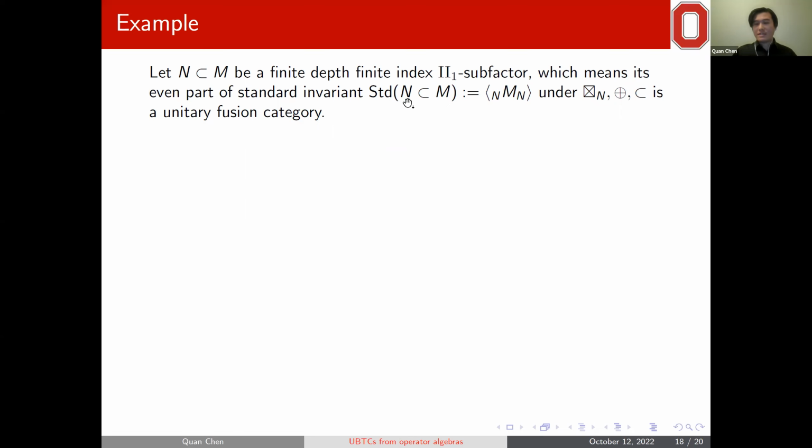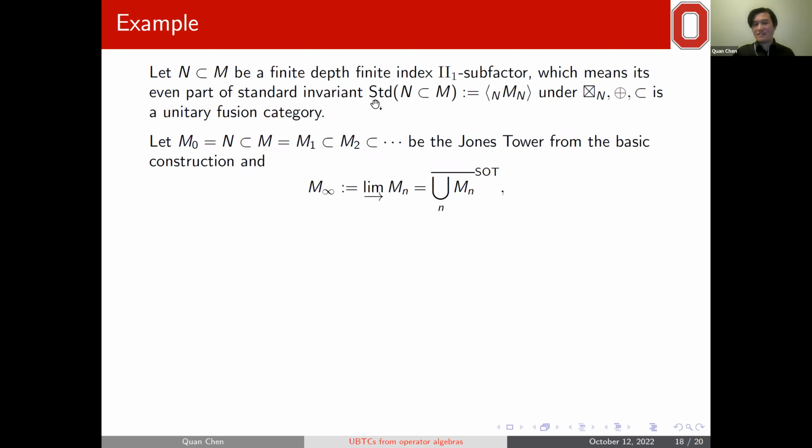And the standard invariant means the category tensor generated by M as N-N bimodule. So M tensor over N with another M, tensor with another M, finitely many M, tensor over N, and then take direct sums and also the components. And this category is a unitary fusion category. It's finite depth, finite index. It's a really deep result for subfactors. And it's fair to say that many interesting or non-trivial unitary tensor categories come from this construction. Maybe Jones can say more about that.